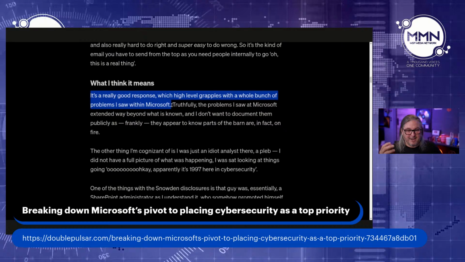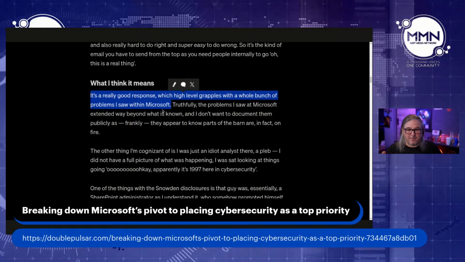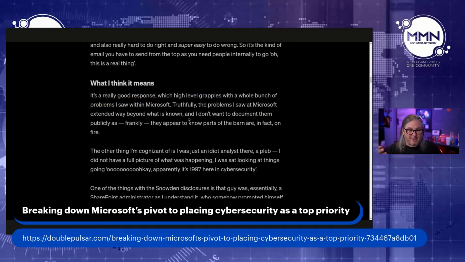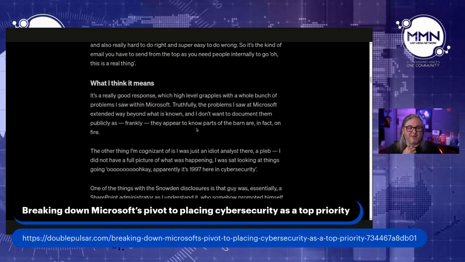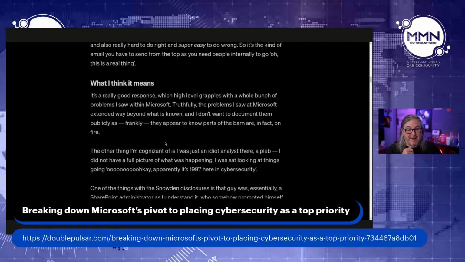And this is Kevin Beaumont's talk. Truthfully, the problems I saw at Microsoft extend way beyond what is known, and I don't want to document them publicly. Frankly, they appear to know parts of the barn are in fact on fire.